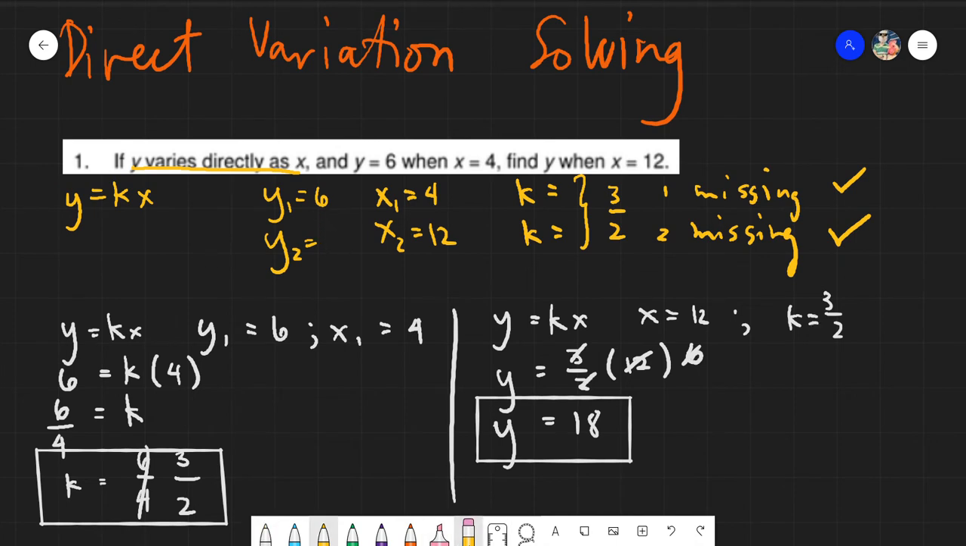And you check your given. Are you complete? Do you have all the things that you need? Do you have any other missing terms? If not, then you have already satisfied your direct variation problem.